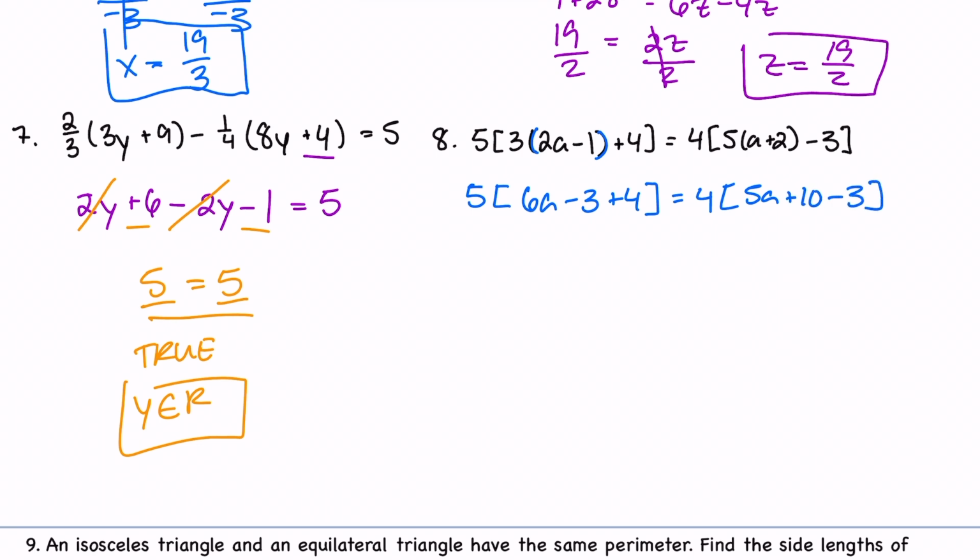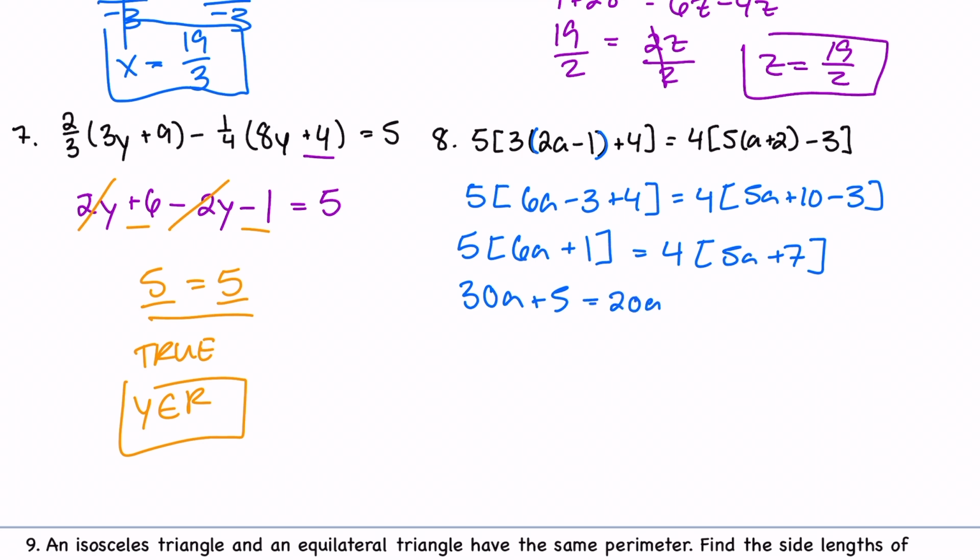So now I'm going to collect like terms inside the brackets, and so we have 6a, and -3 plus 4 is going to be 1. And that's going to be equal to 4 times 5a, and then 10 minus 3 is 7. Now I'm going to distribute and simplify. So 5 times 6a is going to be 30a, and 5 times 1 is 5. And that's equal to 4 times 5a, which is 20a, and 4 times 7, which is 28.